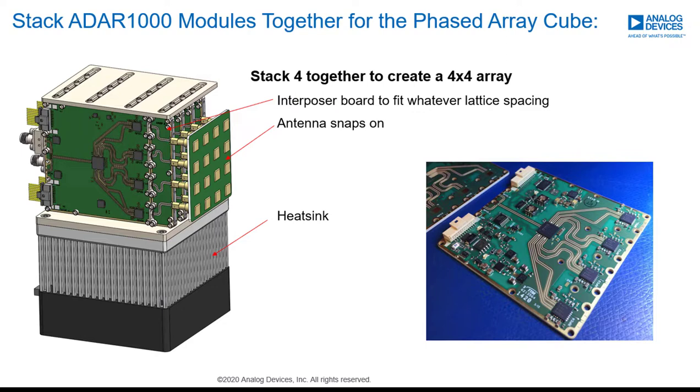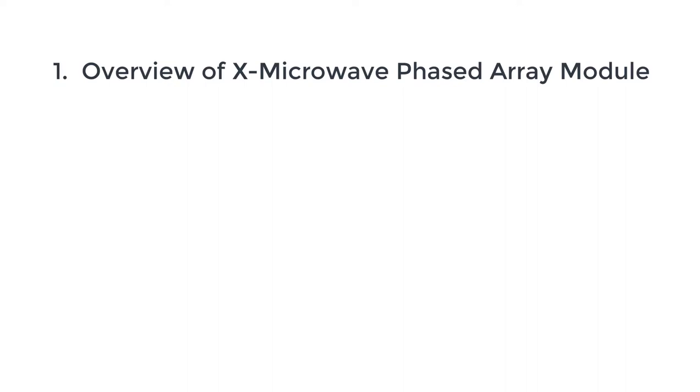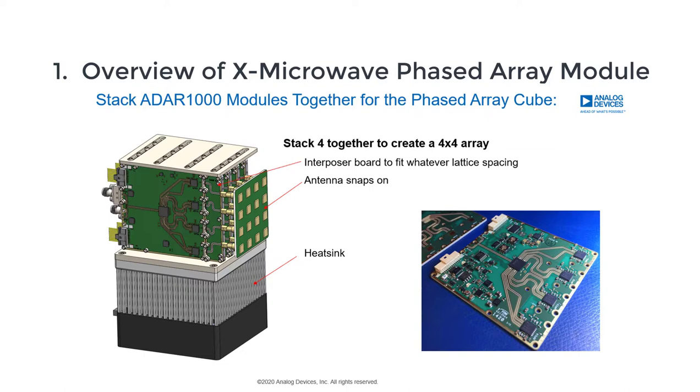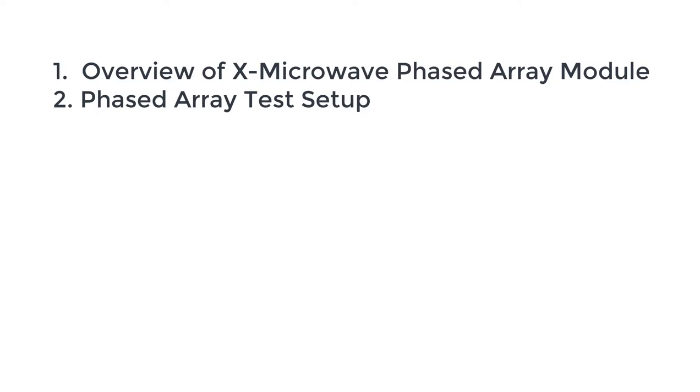So here's what I'd like to talk about. First, let me give you a quick overview of the X Microwave system and what my experience has been with it. And as part of that, I'll introduce their phased array cube and how that looks. Then I'll give you a simple test setup for doing some beamforming experiments. It will consist of a mixer, a Pluto SDR, and a Raspberry Pi.